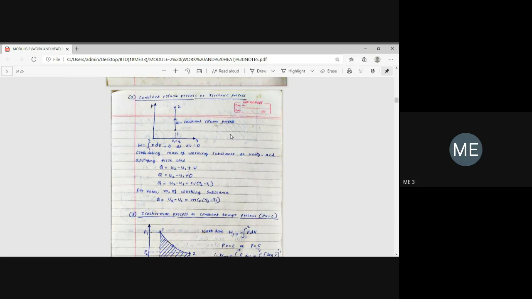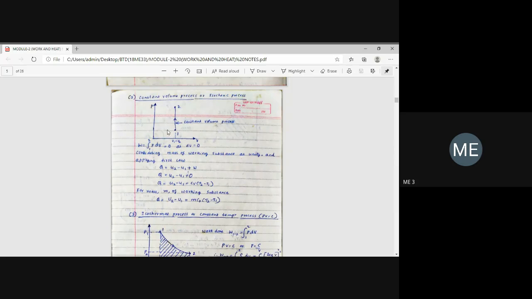As I said, you have to take the expansion process in the forward direction and the compression process in the reverse direction. And W equals, as already discussed, the work done during a constant volume process is always zero. You remember, there is no work done at all during constant volume process. Integration of PdV gives P into V2 minus V1, but V1 and V2 are the same. Hence, there is no work done at all.